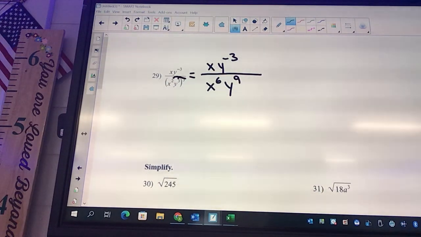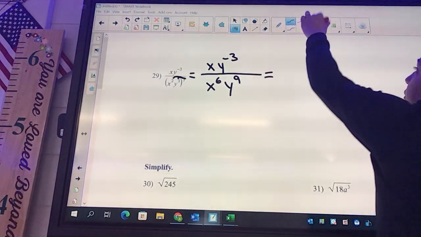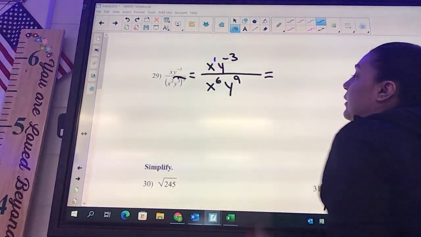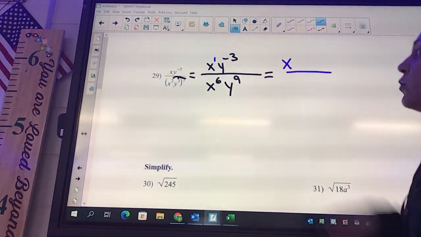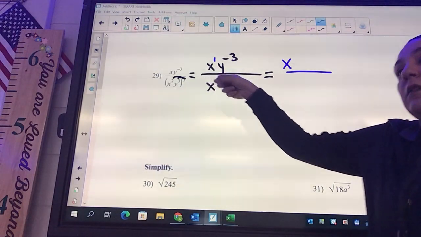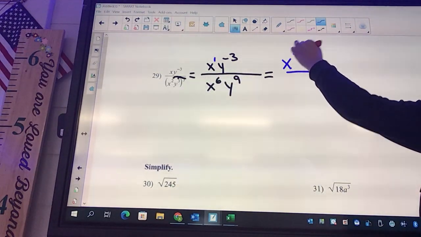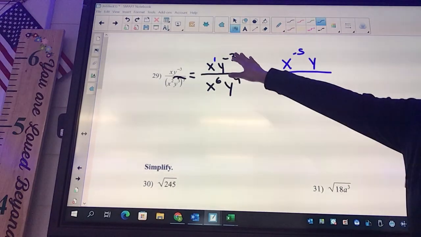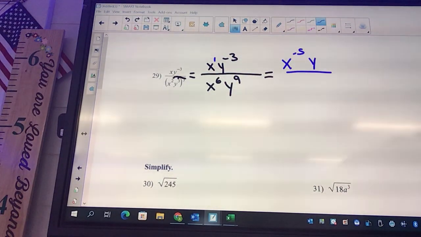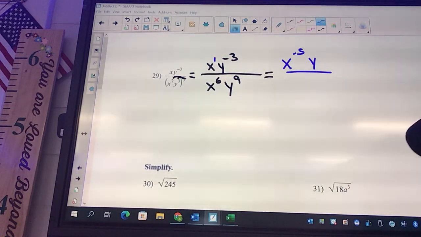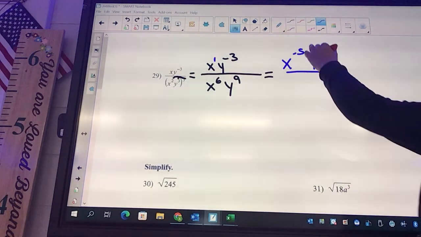Okay, so our division rule, there's really a 1 right here. And we always subtract on the top. So you're going to get x to the, what is 1 minus 6? Negative 5. Y to the negative 3 minus 9. Negative 12.